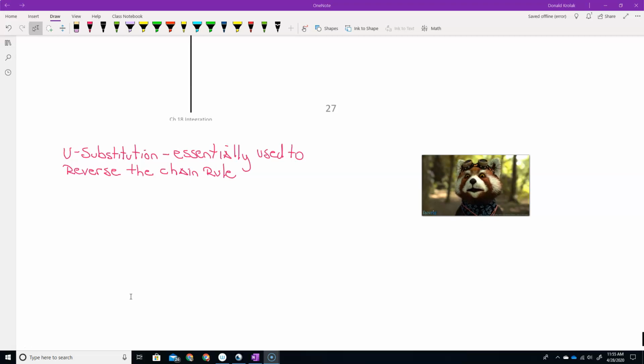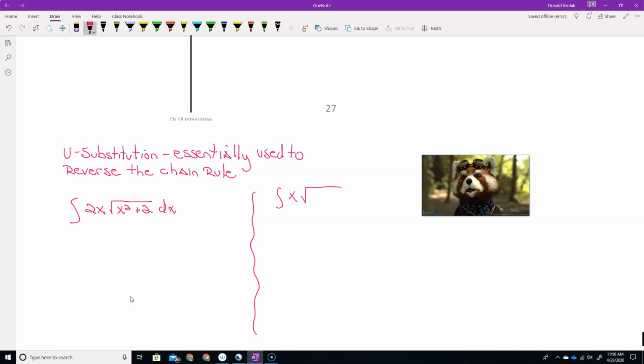Now there are certain patterns that you can recognize that'll help you know that U substitution is a good tool. Here's an example of what I mean. If I wanted to find the indefinite integral of 2x times the square root of x squared plus 2 dx, that's one we're going to do, and then we're going to compare that to finding the indefinite integral of x times the square root of 2x minus 1.